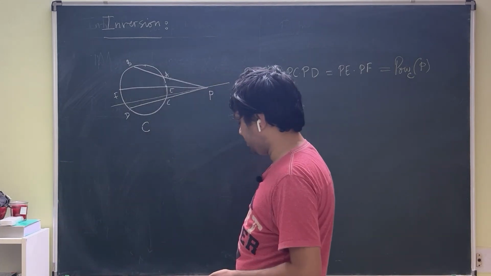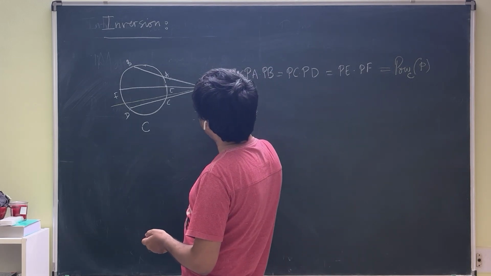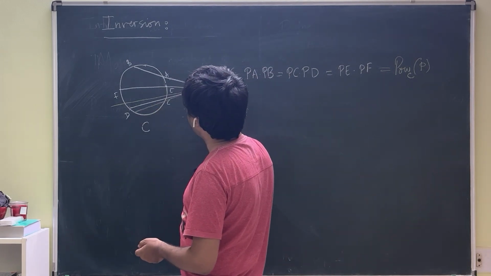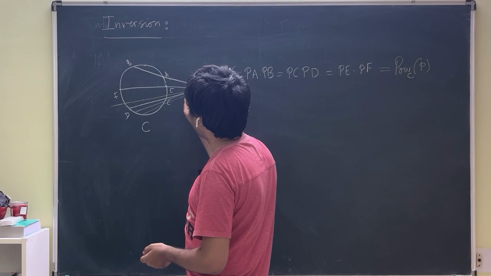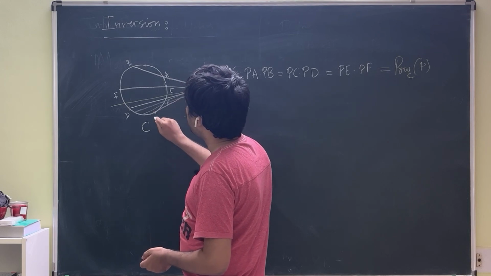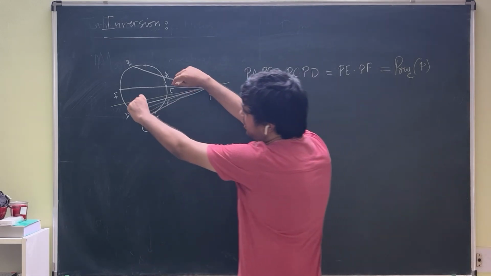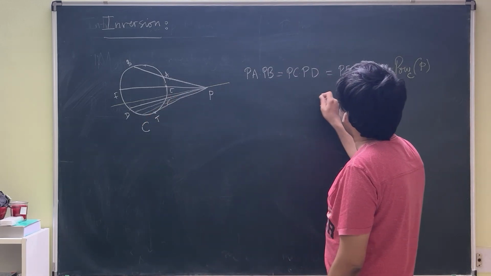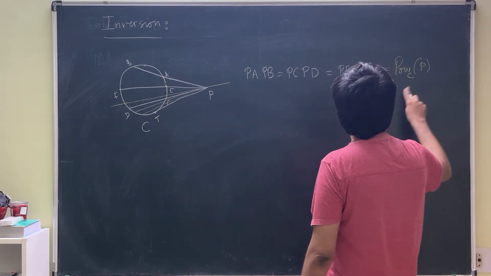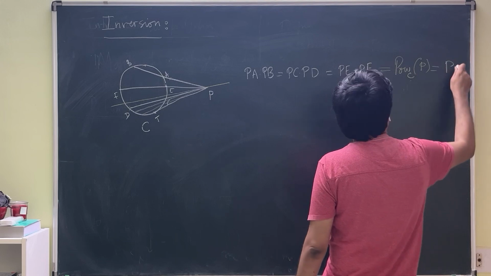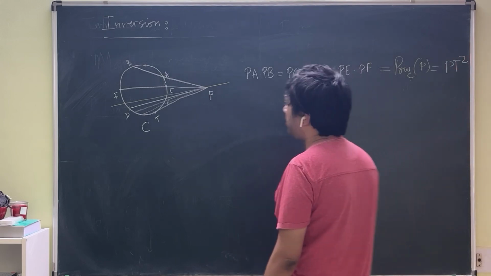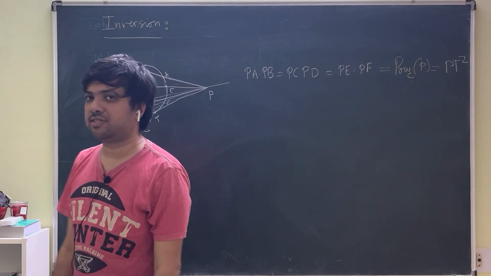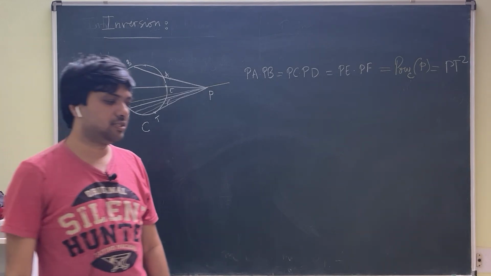When the point is outside, there is a very important special case. It's when you take this secant and keep moving it out until it simply becomes the tangent. As it becomes the tangent, you can see that the points coincide. So it turns out that this is also equal to PT square. The power of the point P with respect to the circle C is the length of the tangent squared as well.